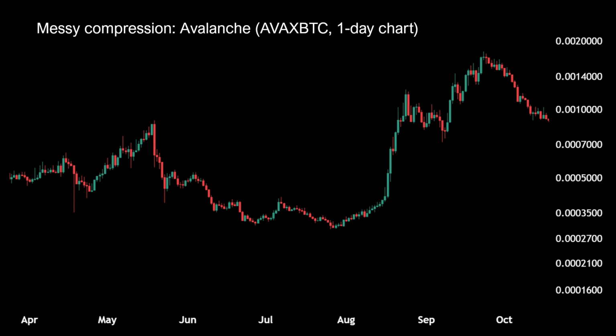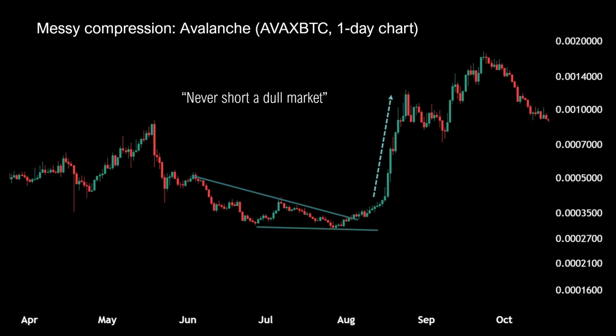And here's another example with Avalanche's AVAX token on the 1-day chart. Now, if you recall the last video on trend lines, a good way to play this might have been to buy Avalanche after it broke the top downward trend line.